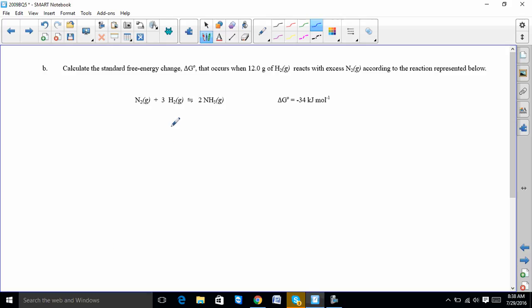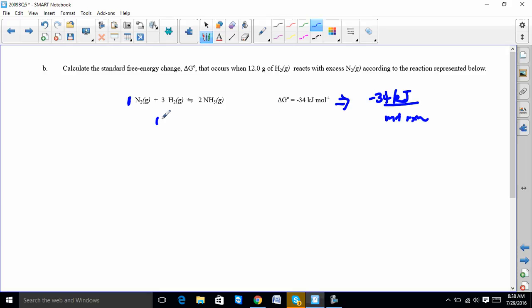So basically, this is a Stoich problem. Now they've changed this notation. Remember, the new notation is it will be negative 34 kilojoules per mole Rxn. So what that means is if you have 1 mole of this, or 28.02 grams, and 3 moles of this, or 3 times 2.016 grams, you will make 2 moles of this, or 2 times 17.03, which is 34.06, something like this. It will release, because it's negative, 34 kilojoules.